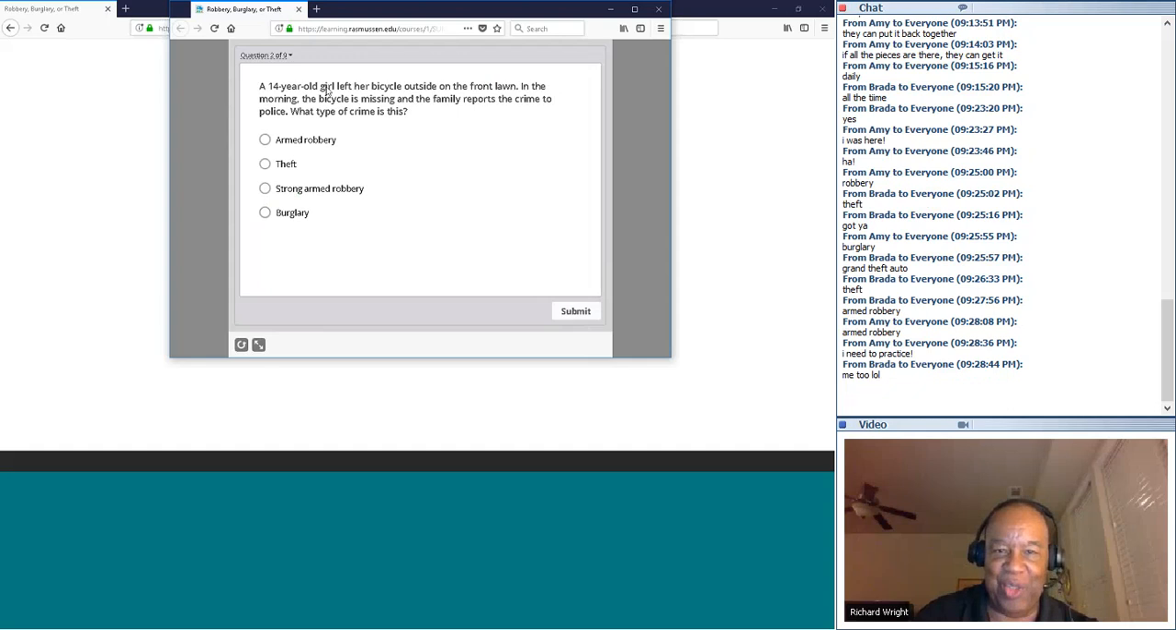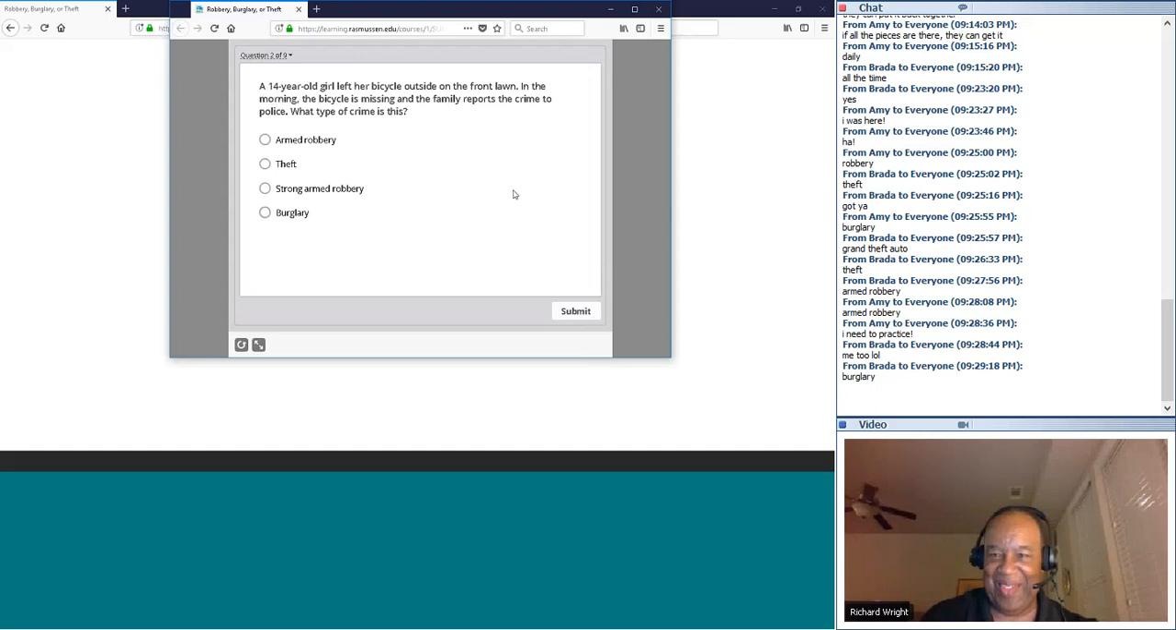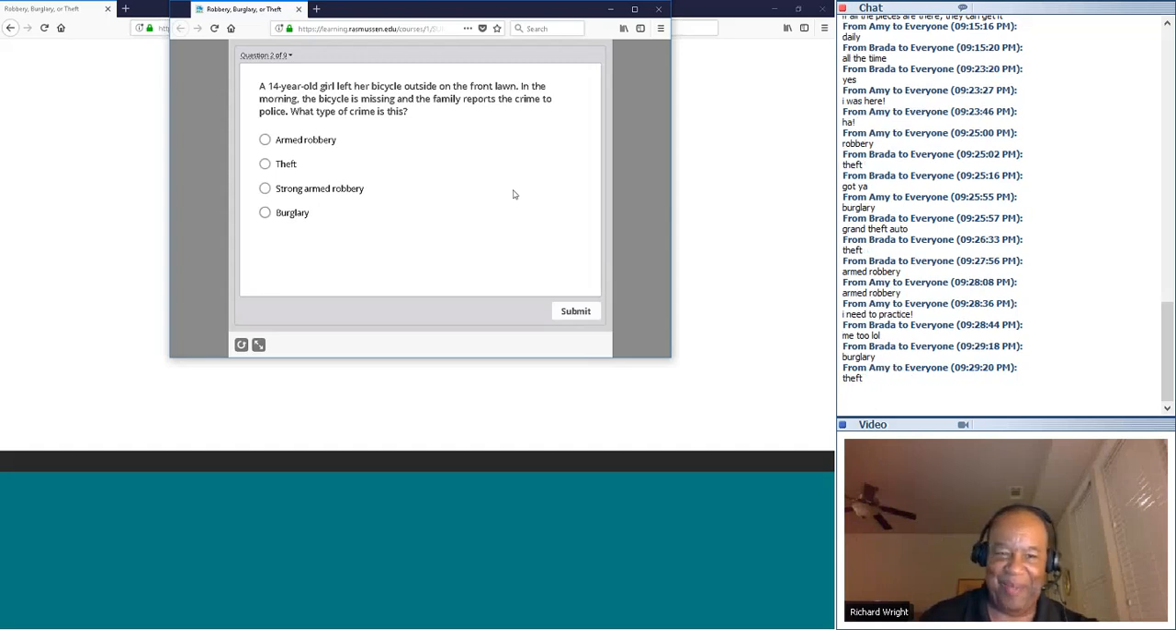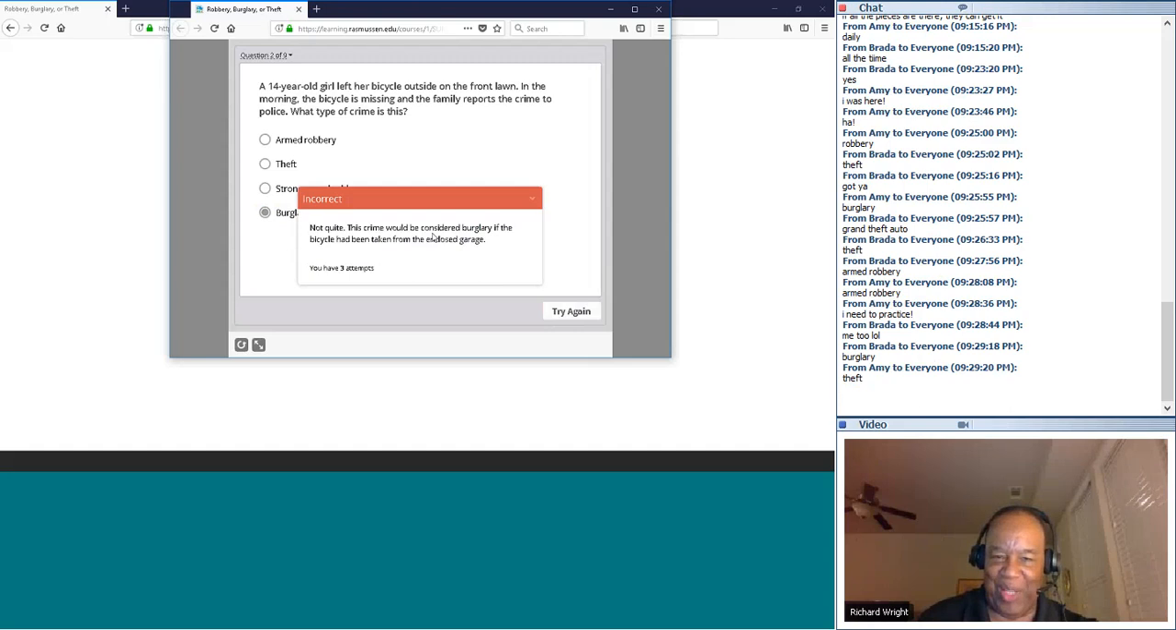A 14-year-old left her bicycle outside on the lawn. In the morning, the bicycle is missing, and the family reports the crime to the police. What is that? You can get really tricked with this one. Okay, Breda says burglary, Amy says theft. Incorrect, because the crime would be considered burglary if the bicycle had been taken from the enclosed garage.